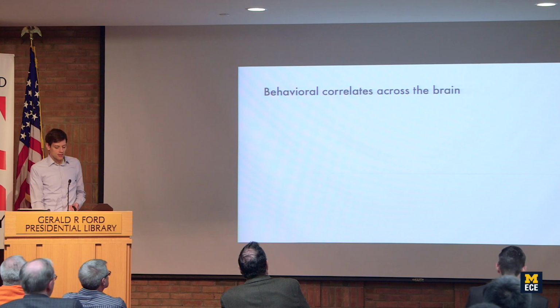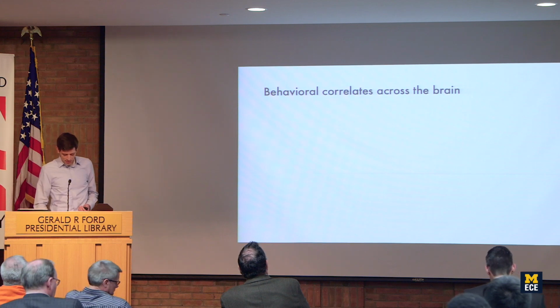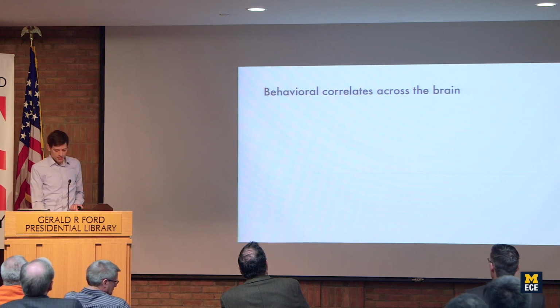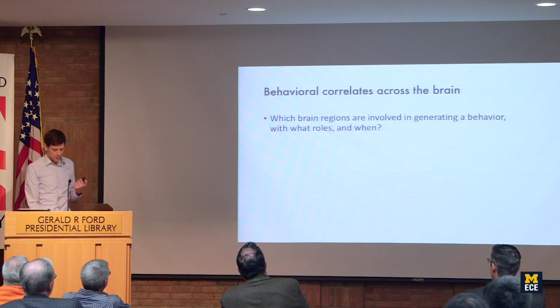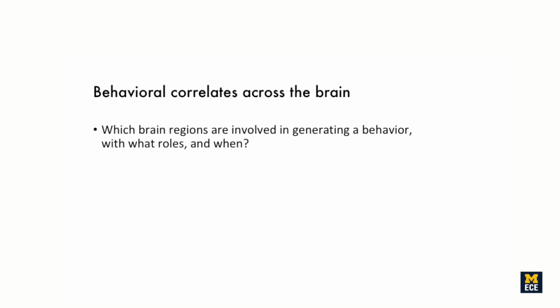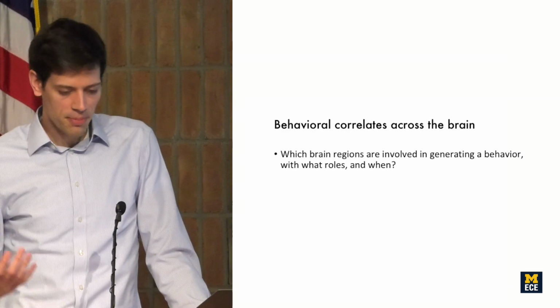Okay, so now I'm going to talk about behavior. I've taken up all my time for introduction, so I'll be really brief. But the big picture question that we want to answer is what brain regions are involved in generating a behavior, with what roles and when. And the idea here is that we were thinking about how a behavior works. And I'll tell you about the particular behavior that we've trained in mice in just a second, and what's known about the literature.